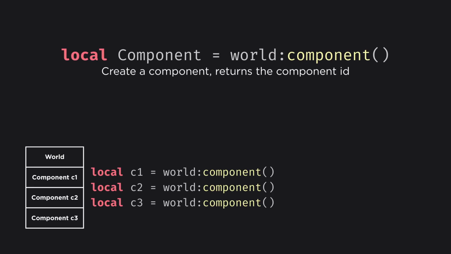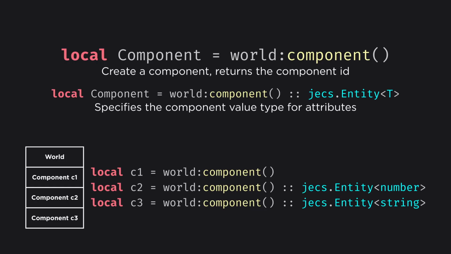To create a component, call the world component method. If you want to treat your component like a tag, meaning that you don't want to attach any data to a component, then you can leave it like that. However, if you want to treat your component like an attribute, meaning that you do want to attach data to your component, then make sure to typecast your component to jecs.entity with the component's intended data type inside the angle brackets. However, if you're not using strict type checking, then you can just skip this step.